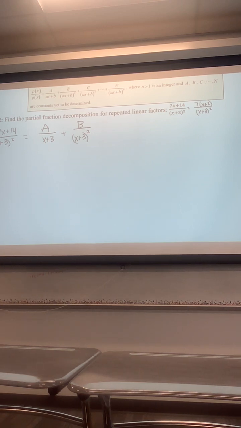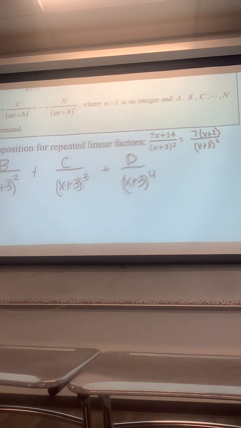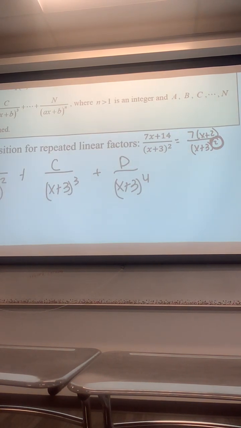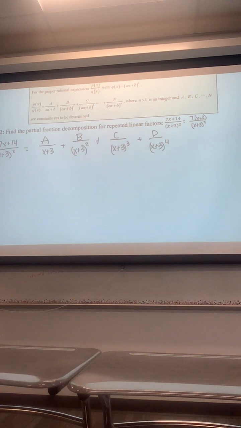If it were to the third, you would just keep going. C over x plus 3 to the third, d over x plus 3 to the fourth. You just go as many times as your degree or your multiplicity is. This one's only 2, so we only need to go through b. Does that make sense how the pattern works, though?